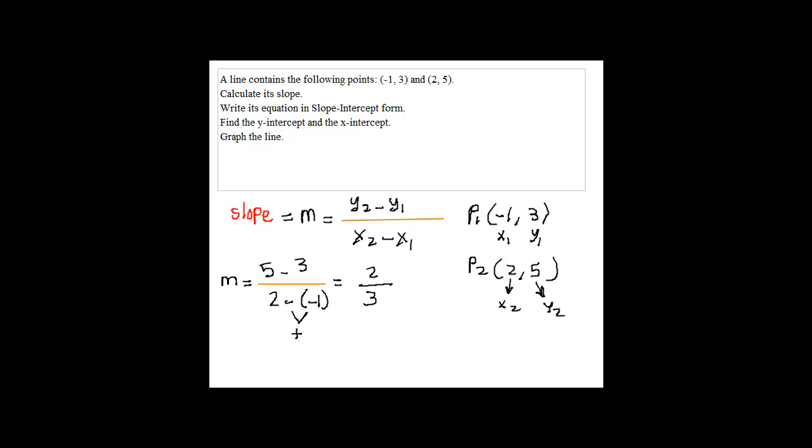Good. Okay, now, the next question is to find the equation of this line. To find the equation of the line, you can start with the general equation of the line, which is y equals mx plus b. You can use this. y equals mx plus b.